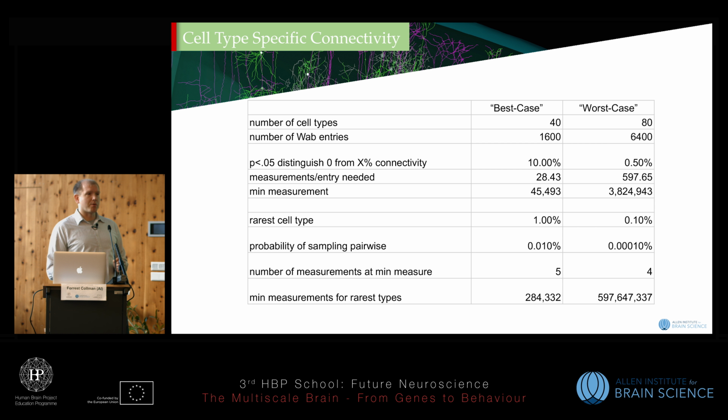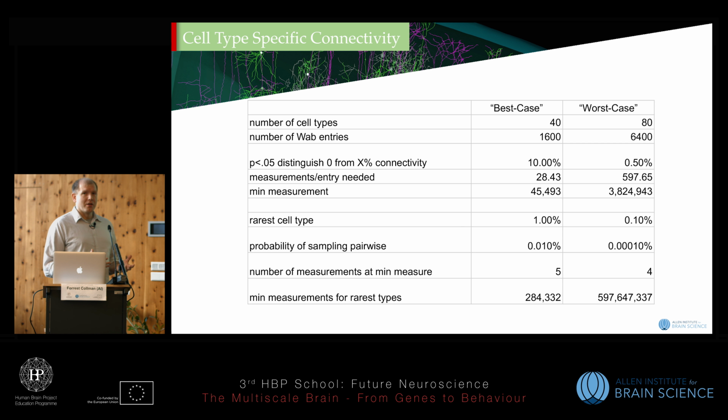A measurement in this case represents a sample of 2 cells from a particular pair of cell types and just asking whether those cells are connected. Not even a measurement of a particular connection, but just asking whether they're connected at all. So that adds up to 45,000 entries across that cell type.